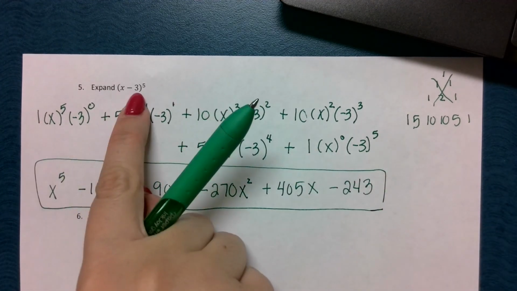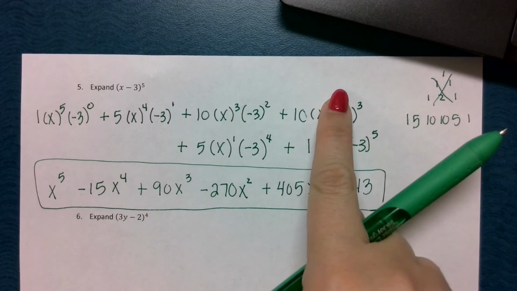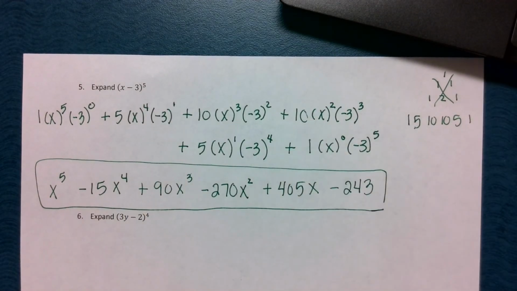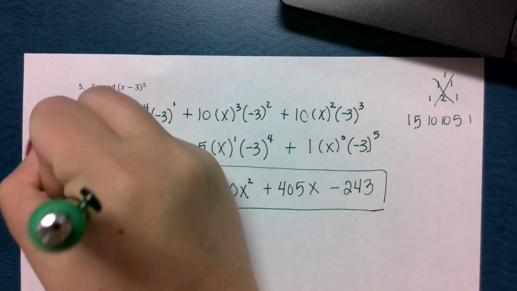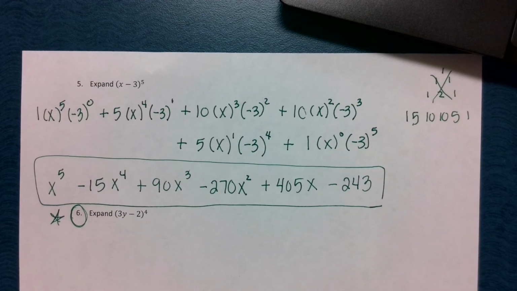We were able to expand that. Remember, this is just multiplying x minus 3 five times. So typically I would have to double distribute a ton of times. So I would like you guys to try this one on your own. Pause it, try it on your own, and then unpause and check your answer. I'm going to have my work here when you unpause.